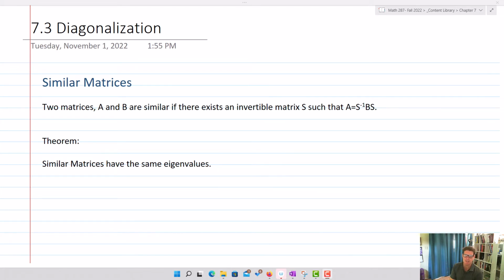So inside of diagonalization, we want to start out with this idea of what is a similar matrix. Two matrices A and B are similar if there exists an invertible matrix S such that A equals S inverse BS. So basically, we've got this matrix S, and if we right multiply B by S and then left multiply by S inverse, we end up getting A. And if you think about this, it means that A and B are in many ways very much the same, in terms of, say, for example, row reduction.